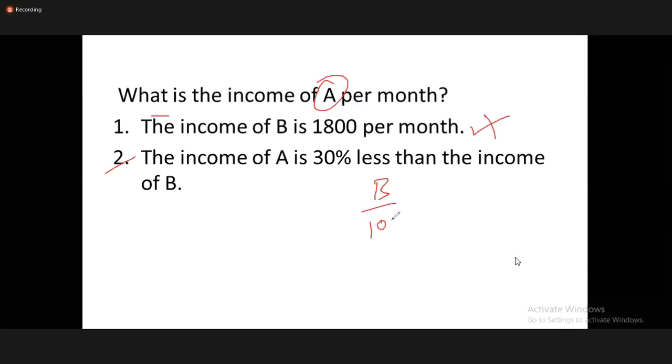You can say if B is 100, A is 70. If B is 200, A is going to be 140. But you need a unique answer, right? So these are my assumptions. If I take my assumptions also, I need to get the same answer. 2 alone is sufficient? No. Let's combine it together. If you combine together, what data do you have? A is 30% less than the income of B. Do you know B's income with 1? Yes. So A's income is going to be 70% of 1,800 only, no? Because 30% less.